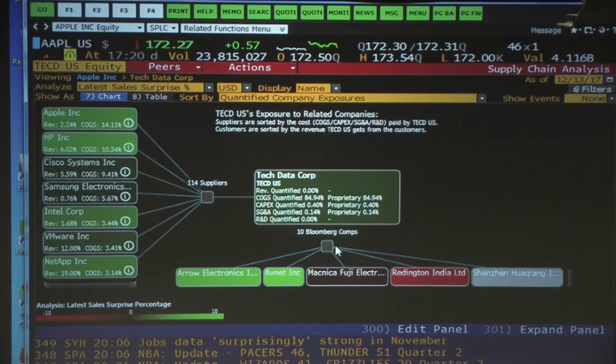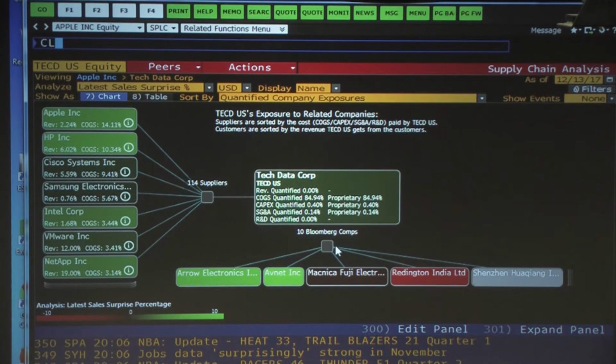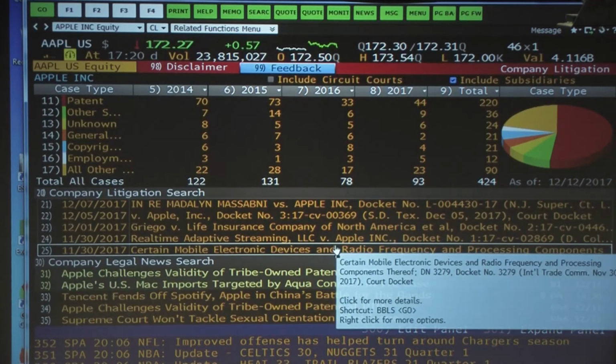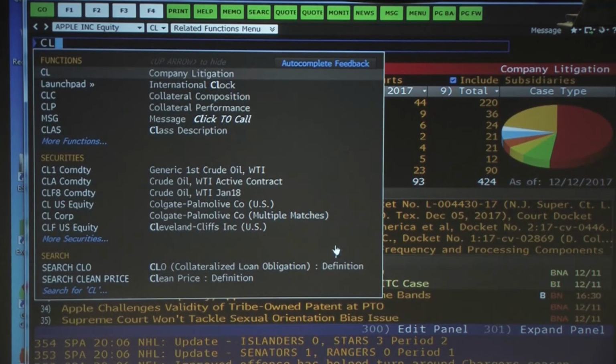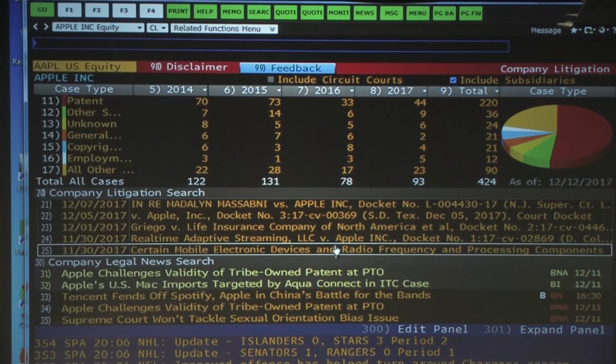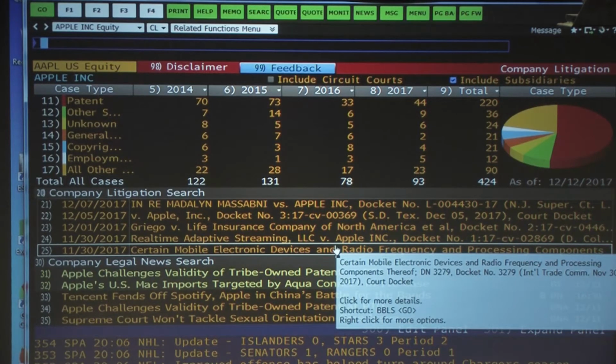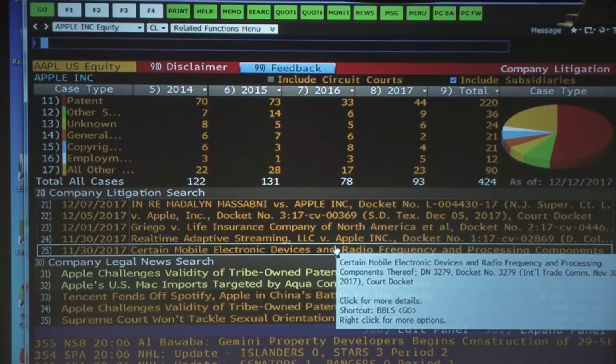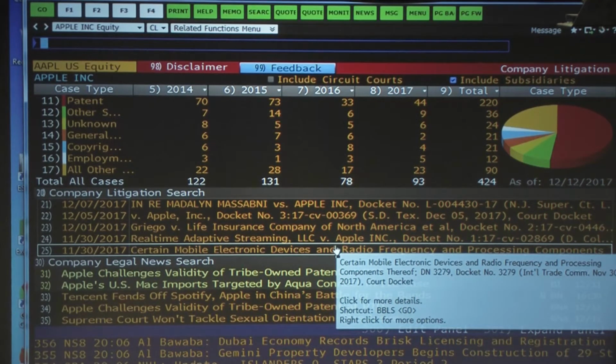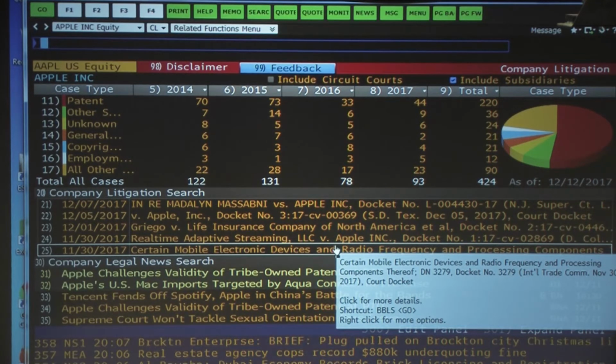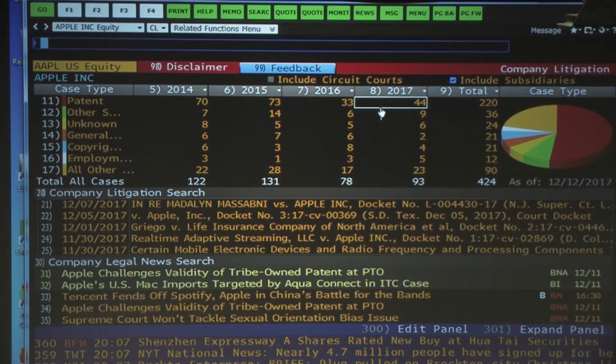So another function I want to look at is called CL. CL represents company litigation. Companies can get sued for a variety of reasons, so I like to look at why companies are being sued. So why is Apple being sued as of 2017? Most of their cases involve patents.